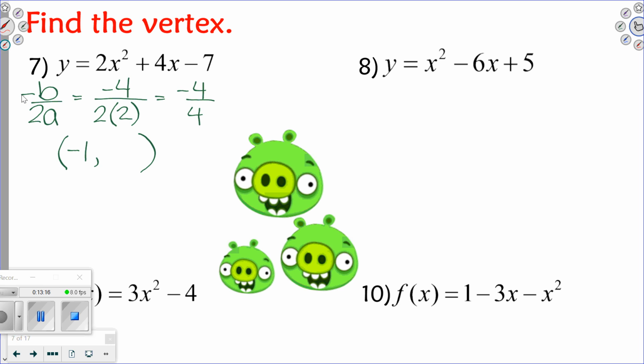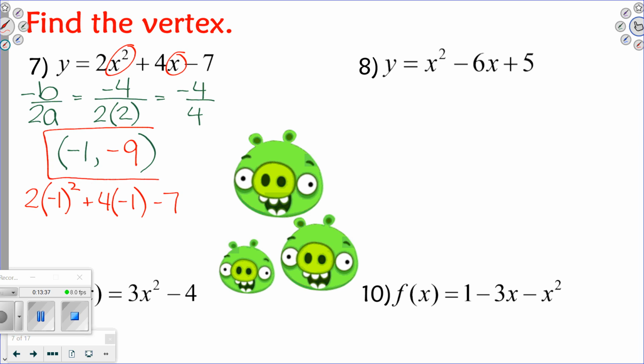Once I have -1, we're going to come back and we're going to plug that in everywhere we see an x. So we have 2 times -1 squared plus 4 times -1. I won't lose my negative that time. And then -7. Good. -9 is correct. So again, that is your vertex.